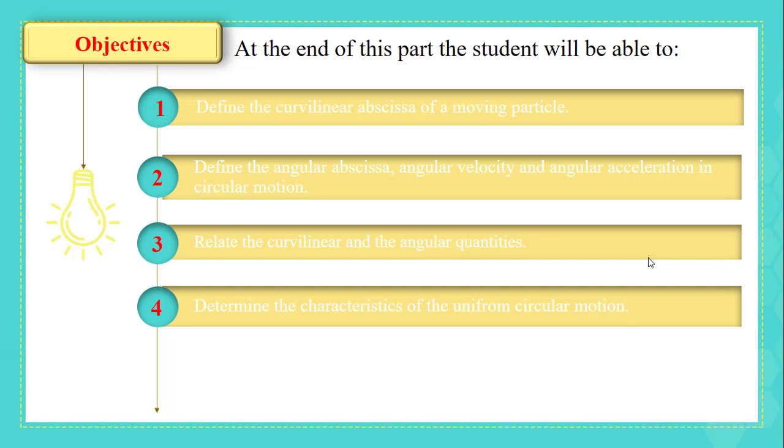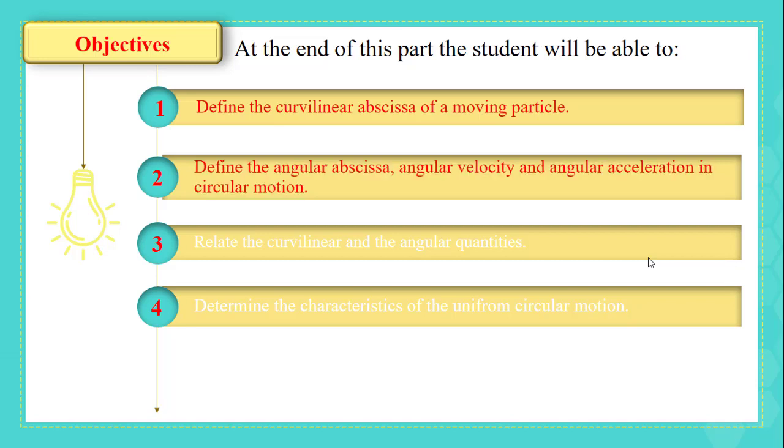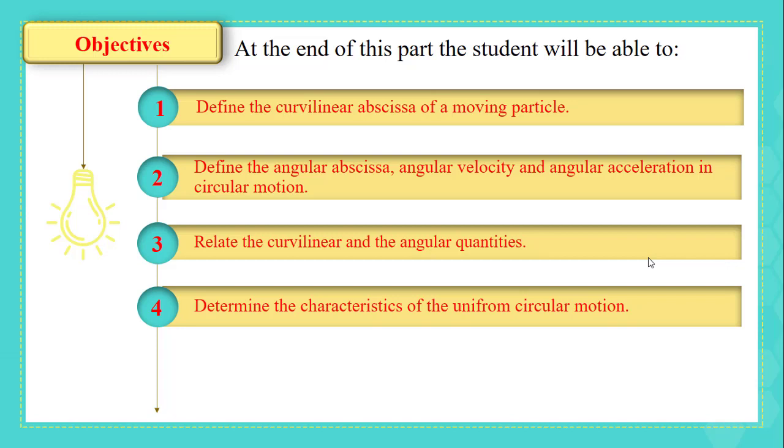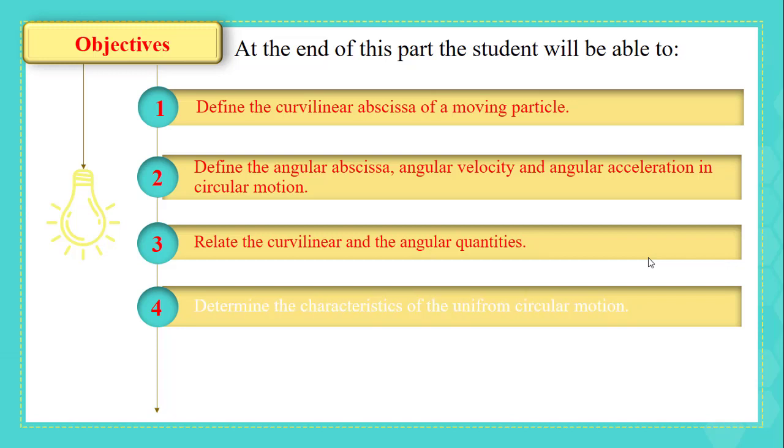At the end of Kinematics 2, you will be able to define the curvilinear abscissa of a moving particle, define the angular abscissa, angular velocity, and angular acceleration in circular motion, relate the curvilinear and the angular quantities, and determine the characteristics of the uniform circular motion. In this part, only the first three objectives will be covered.